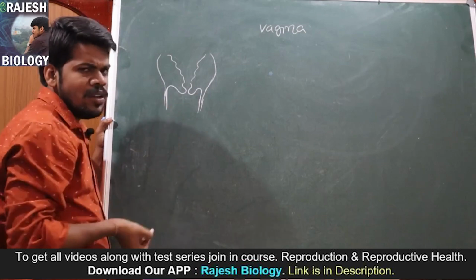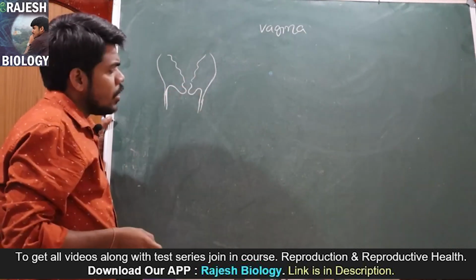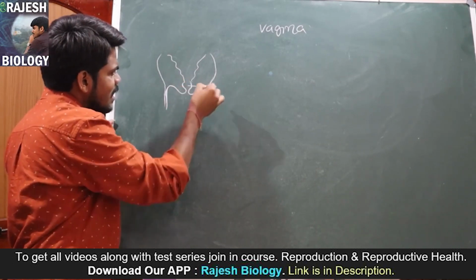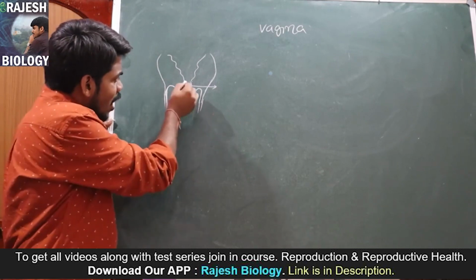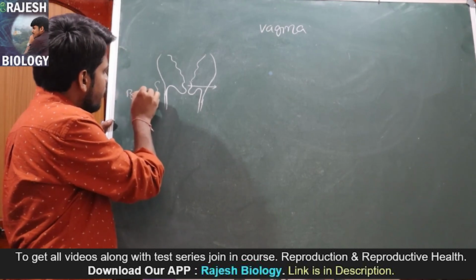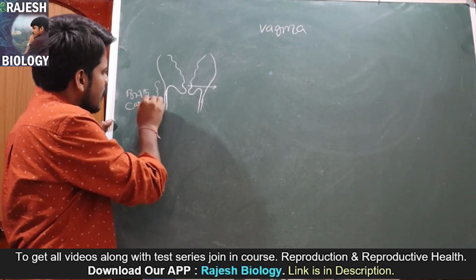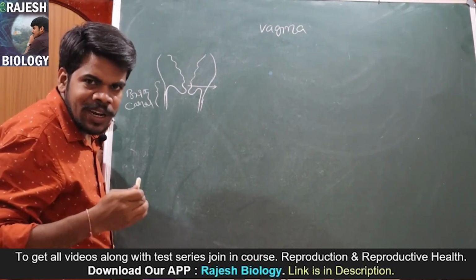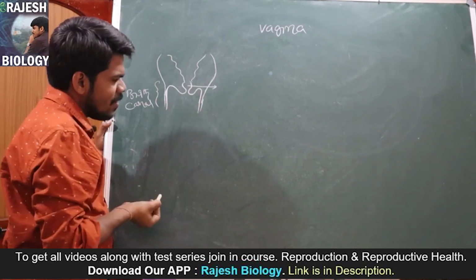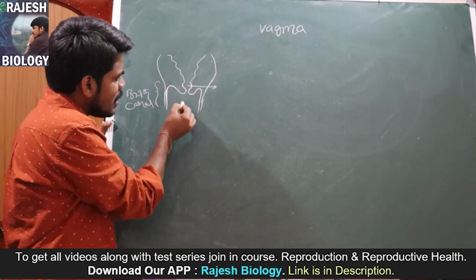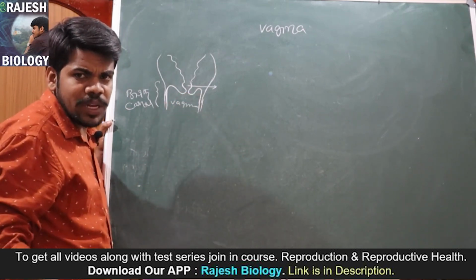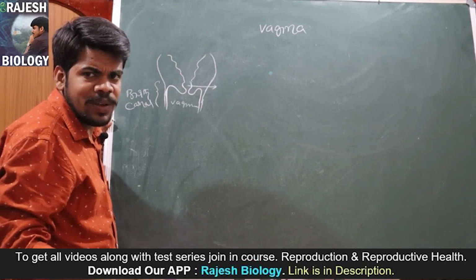Vagina is the next part of the reproductive system. The uterus opens into the vagina through the cervix, which is a narrow canal. The cervix along with the vagina is together called the birth canal. It is called what? Birth canal. This is what we completed in the previous class.